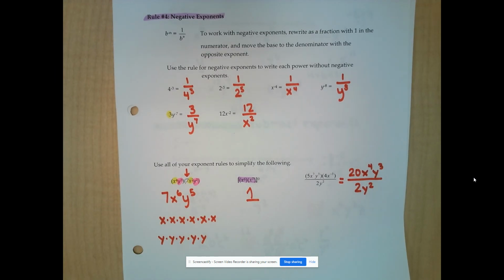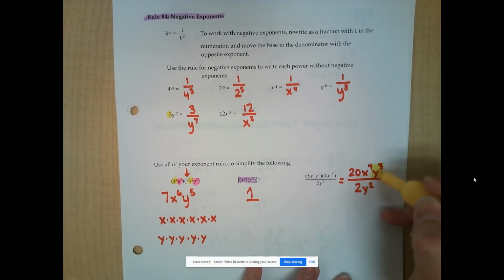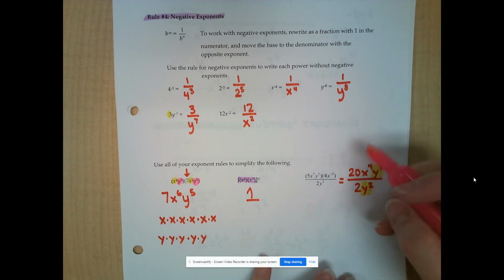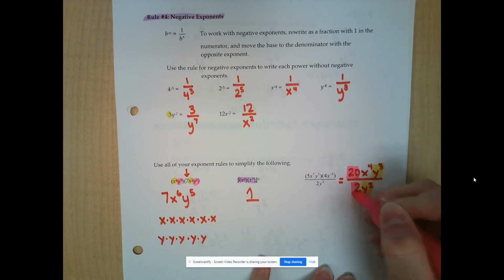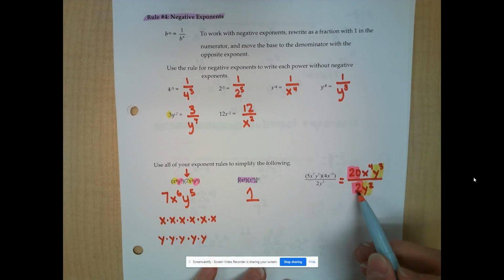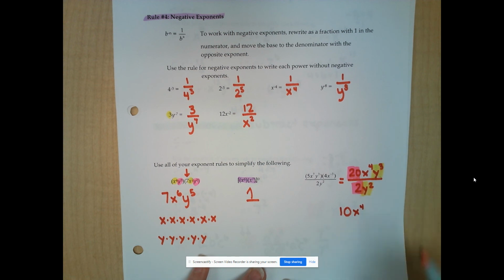Now I'm looking for things that have a common base. So y to the third and y to the second have a common base. But you'll notice you also have a 20 and a 2. They can be simplified as well. So let's think. 20 divided by 2, that's a fraction bar, right? 20 divided by 2 is 10. X to the fourth has nothing to simplify with, so it just stays x to the fourth. Y to the third over y to the second. If I subtract 3, take away 2, I get y to the first, but all I do is write the y.